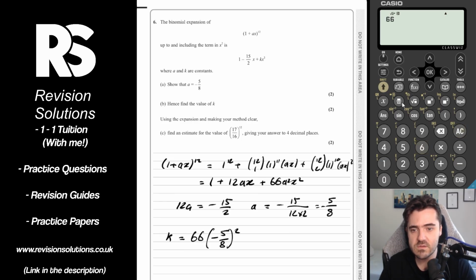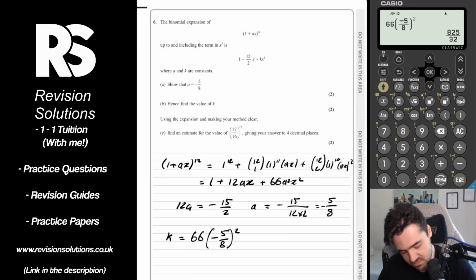So 66, open bracket, minus 5 over 8, close bracket, all squared. That gives us 825 over 32. Part C then says, can we get an estimate for 17 over 16 to the 12 to 4 decimal places?